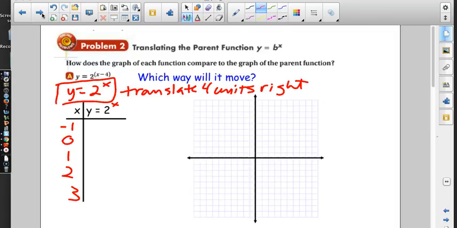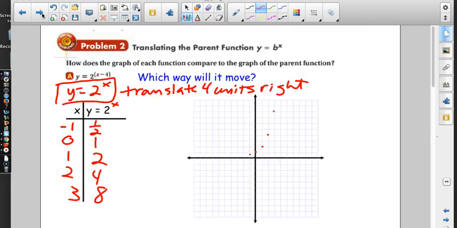2 to the -1, what do you get? 1/2. You flip it. 2 to the 0, 1. 2 to the first, 2 squared, 2 to the third. We've seen those numbers before. That's not too bad. So -1, 1/2, 0, 1, 1, 2, 2, 4, and 3, 8.